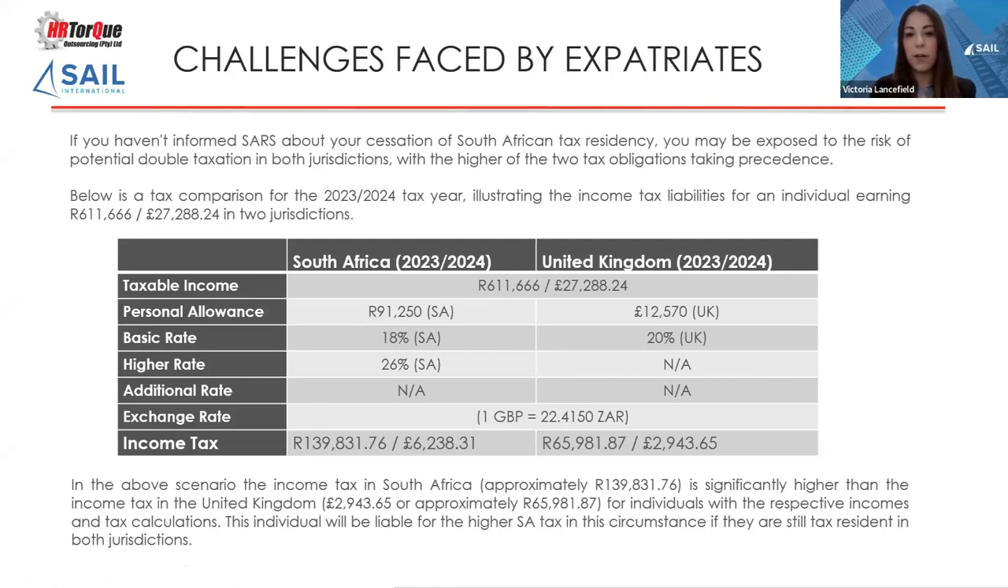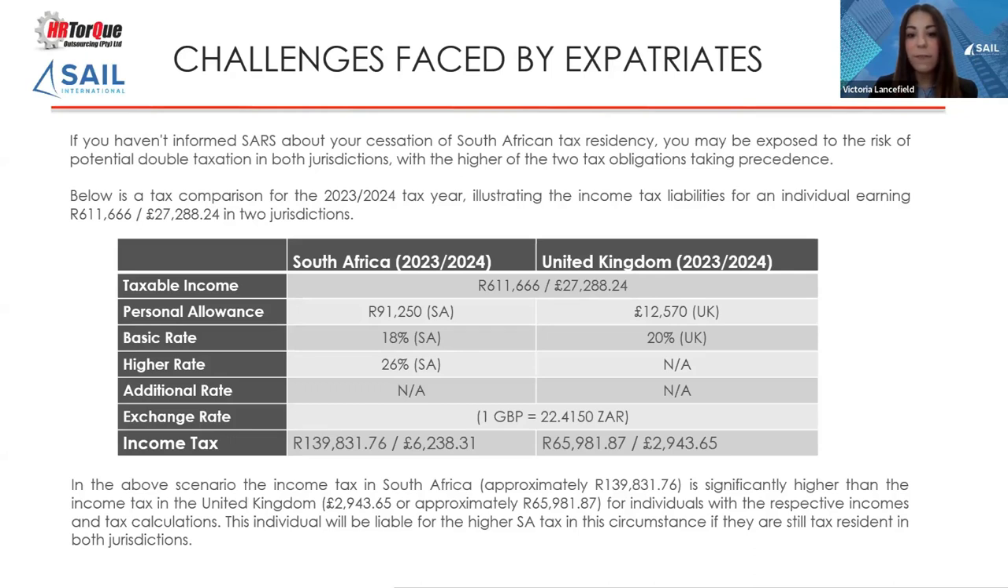But in this specific scenario, and it's quite a common scenario, because the individual hasn't ceased tax residency in one of the other states, they're tax resident in both. And now both sides are saying we have a right to tax you on your worldwide income. You can see clearly on the left is South Africa, how South Africa would tax the same income, and the United Kingdom on the right. You're not going to pay both, but there's potential taxation in both jurisdictions, with the higher of the two tax obligations taking precedence.